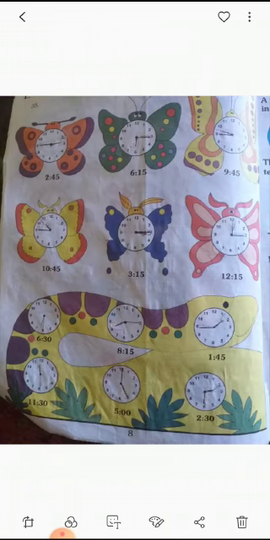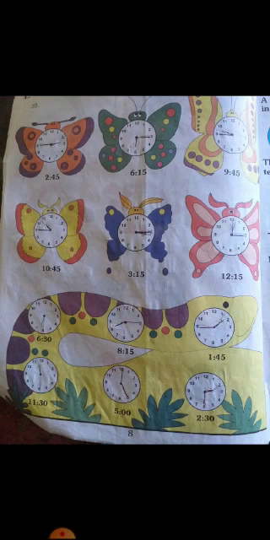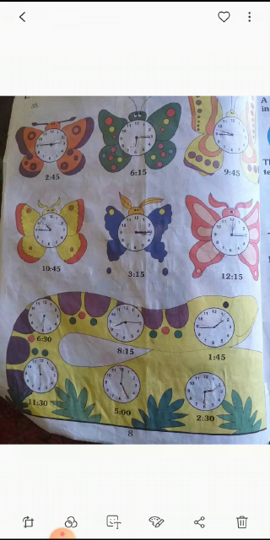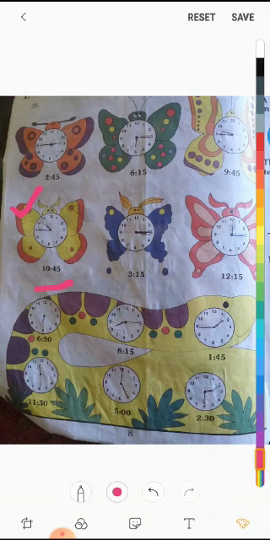Now come to the next page. Here you have to draw the clocks to show the time. Take the first clock. Here the time is written below this clock. The time is 10:45. You have to show this time on the clock.